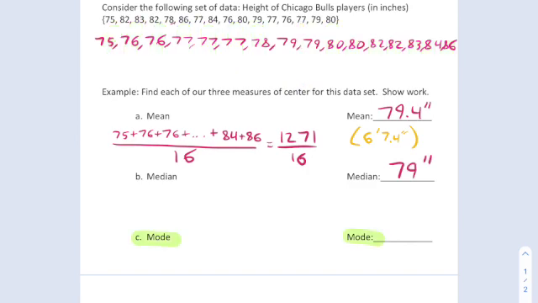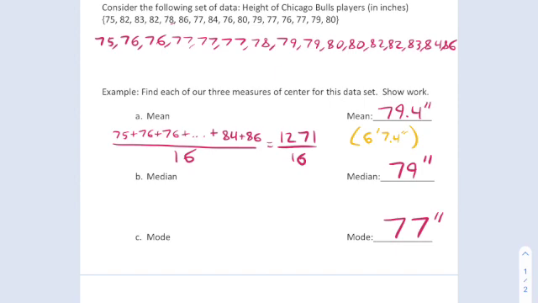Now, as far as the mode is concerned, the mode is the number that repeats most often, which is a lot easier to figure out when you're in numerical order. I can easily tell that there are 2 76s, but there are 3 77s. Now, 79 also repeats, but there's only 2 of them. 80 repeats, but there's only 2. 82 repeats, but there's only 2. So these 3 77s mean that 77 repeats the most often, and that makes it the mode. 77 inches would be the mode.